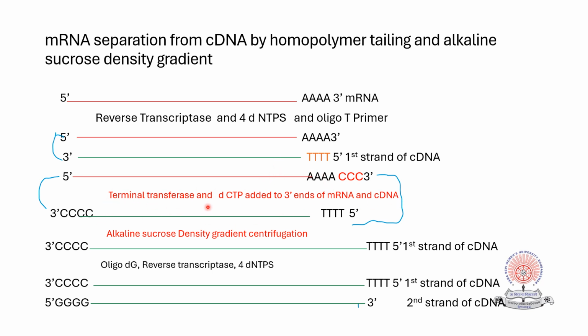Now terminal transferase and dCTP are added to the 3' ends of the mRNA molecule and the first strand of the cDNA molecule. Then after this step, both the strands are subjected to alkaline sucrose density gradient centrifugation, and when this procedure is done, the mRNA is totally removed and a pure cDNA strand is recovered. This is the first cDNA strand. Then in presence of reverse transcriptase or DNA polymerase and the other requirements, the double-stranded cDNA is synthesized.